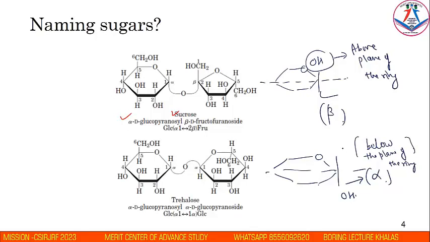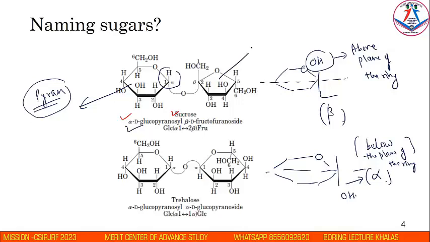Any doubt? So you got the idea, no? Always we name starting from here. For example, the name of sucrose will be alpha-D-glucopyranose. A 6-carbon ring is called pyran, and a 5-carbon ring is called furan. Clear? Any doubt?